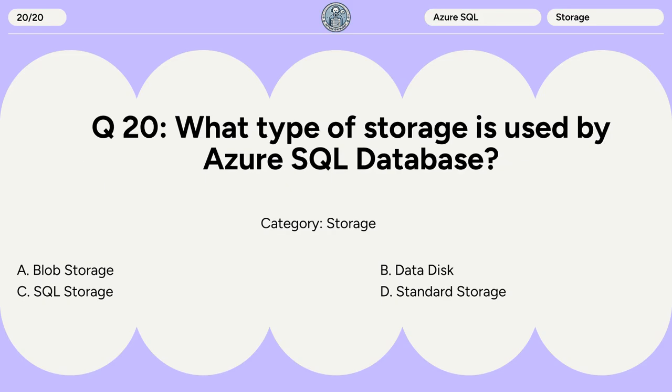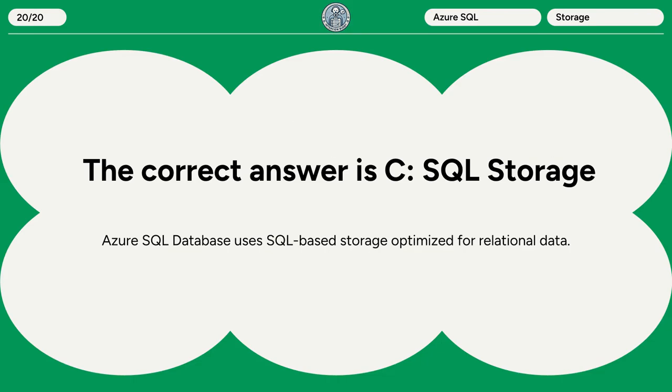Question 20. What type of storage is used by Azure SQL database? A. Blob storage. B. Data disk. C. SQL storage. D. Standard storage. The correct answer is C. SQL storage. Azure SQL database uses SQL-based storage optimized for relational data.